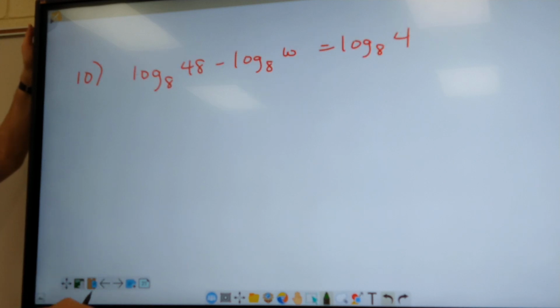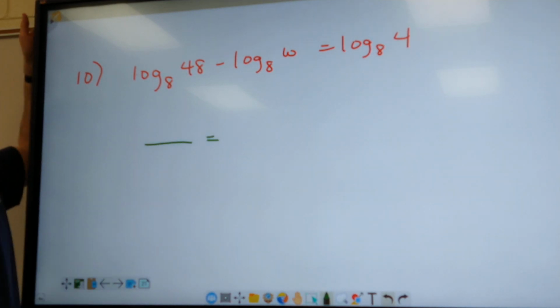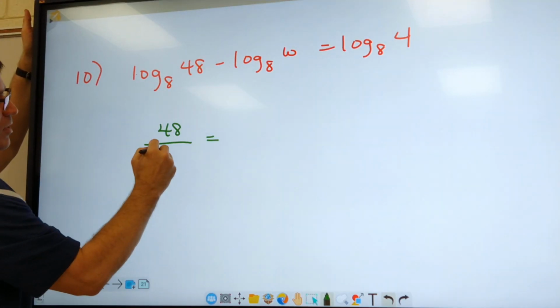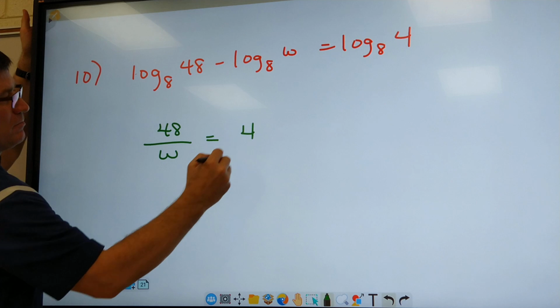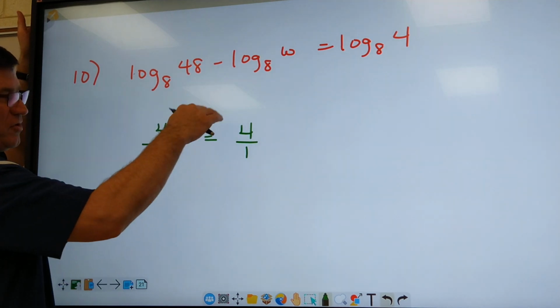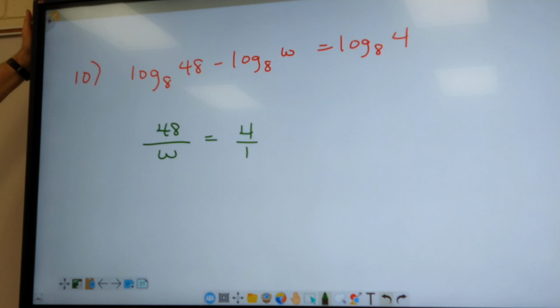So number 10, you have minus in between the logs. Y'all want to guess what happens with minus? It becomes divide. So does it matter which one goes on top? It does. The first one in the equation goes on top. The second one in the equation goes on the bottom. You can, or you could do 4 over 1 and then cross multiply, and that's probably how I'm going to show them, which is the same thing as you're talking about.